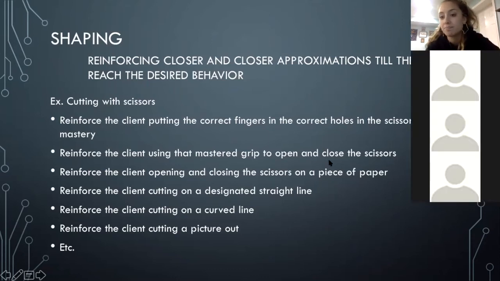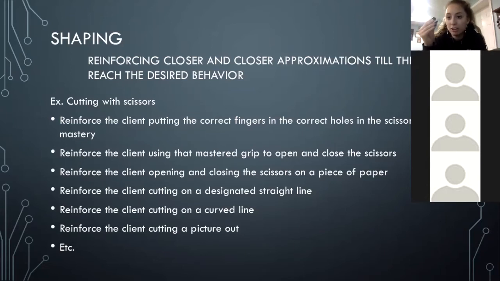So in this example, I used cutting scissors. Maybe when they very first start ABA, they don't even know which holes their fingers go in. So our very first step has to be teaching the client which fingers go in which holes in the scissors, okay? And my end goal in mind is they can cut out a picture on a piece of paper, right? So that's my end goal. But right now, I gotta teach them about these finger holes, okay?